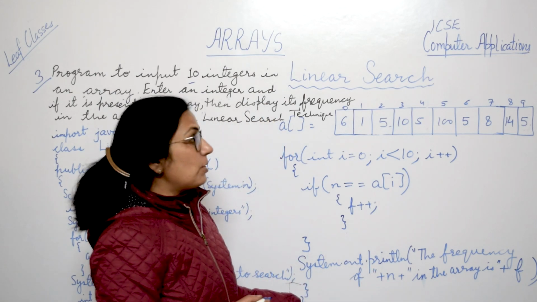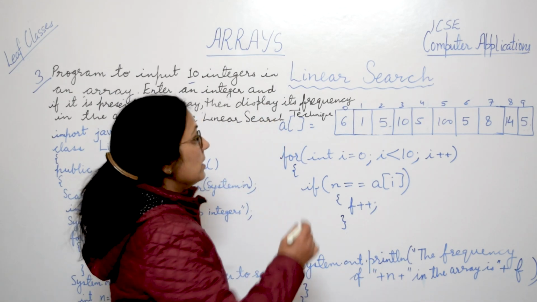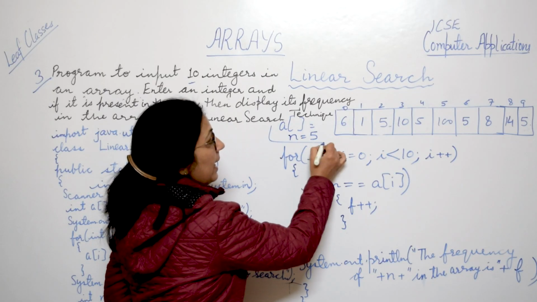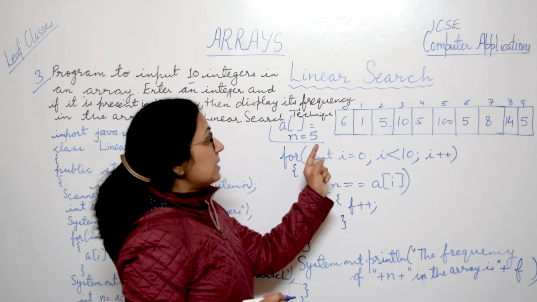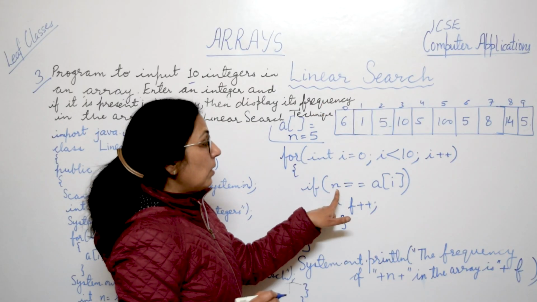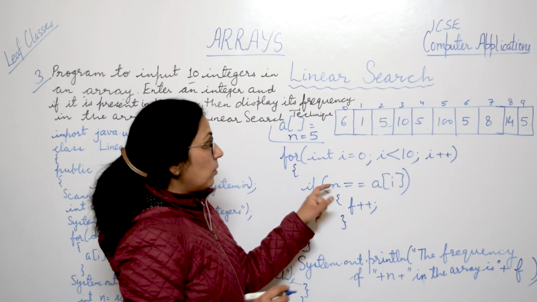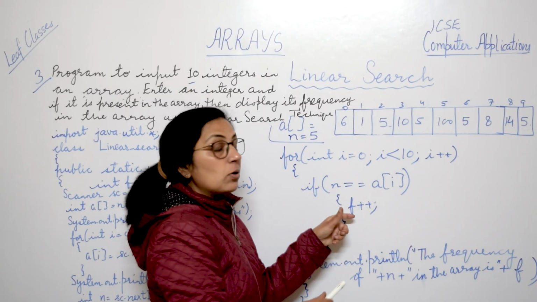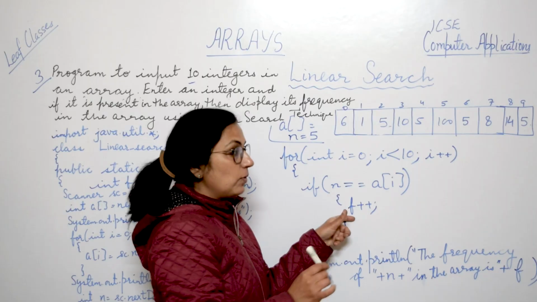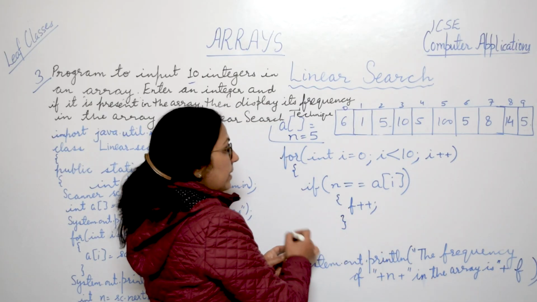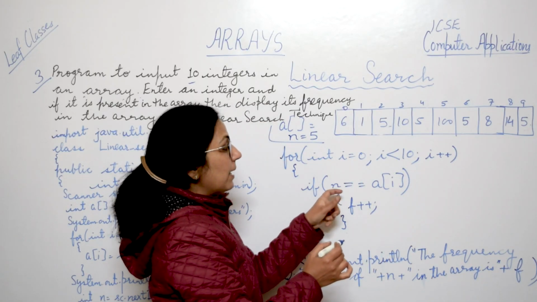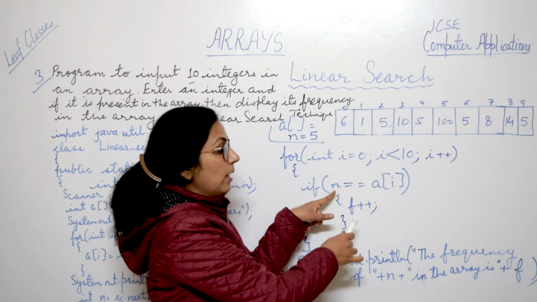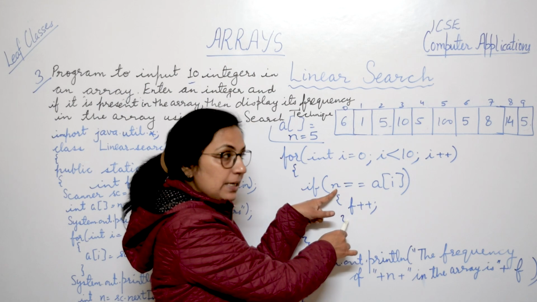Children, let me just dry run this program for you. Suppose the array is this and the value of n we have entered as 5. Now first time, i is 0, n is 5, so this is a[0]. 5 is equals to a[0], that is 6. No, condition is false, so no change in the value of f, it will be 0 only. Then here value of i will become 1, a[1] is 1, 5 is equals to 1, no. No change in f, still it is 0.